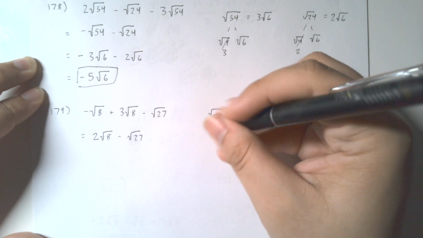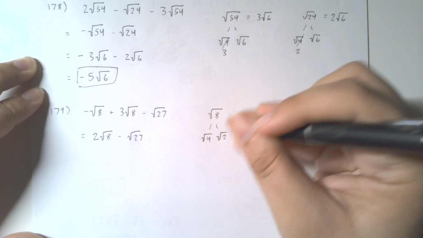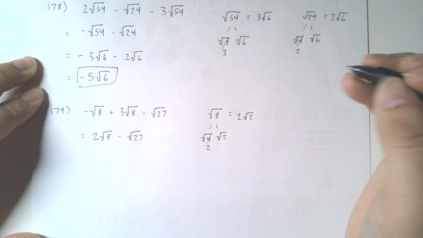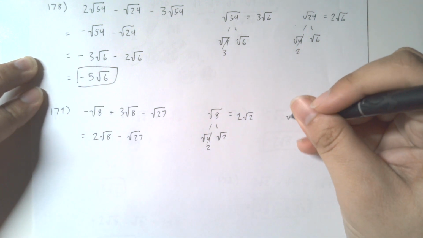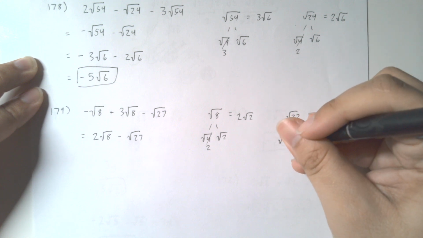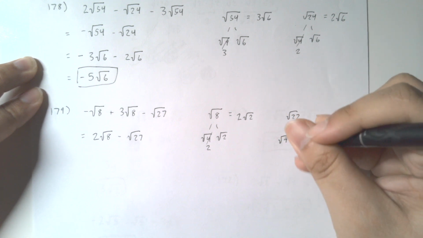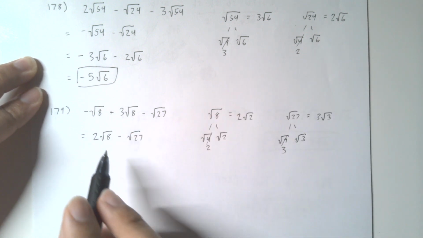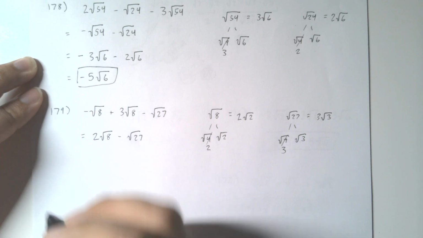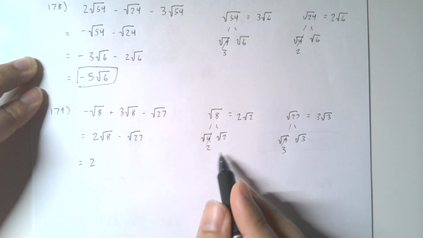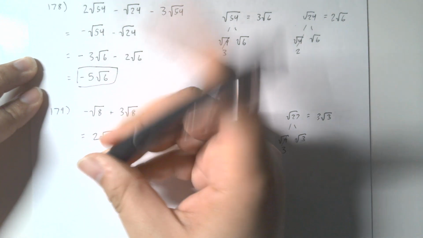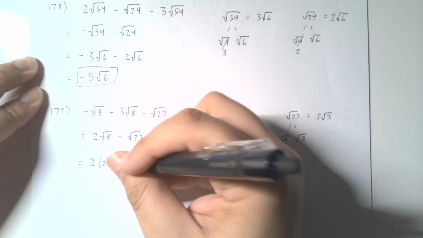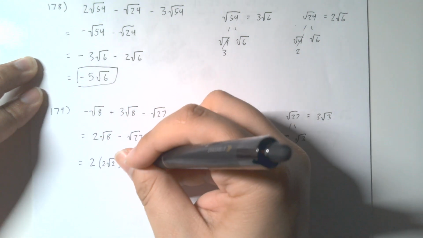Square root of 8, as we've seen before, can be broken up as square root of 4, square root of 2. So 2 square root of 2. And then square root of 27 can be broken up as square root of 9 square root of 3, which is 3 square root of 3. Replacing square root of 8 and square root of 27, we get 2 times 2 square root of 2, minus 3 square root of 3.